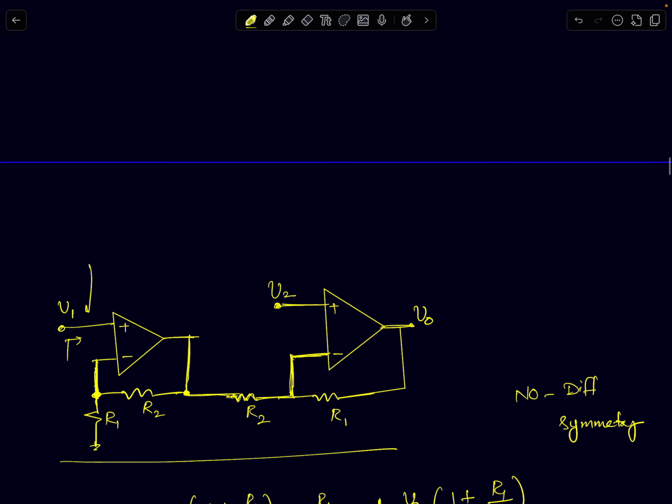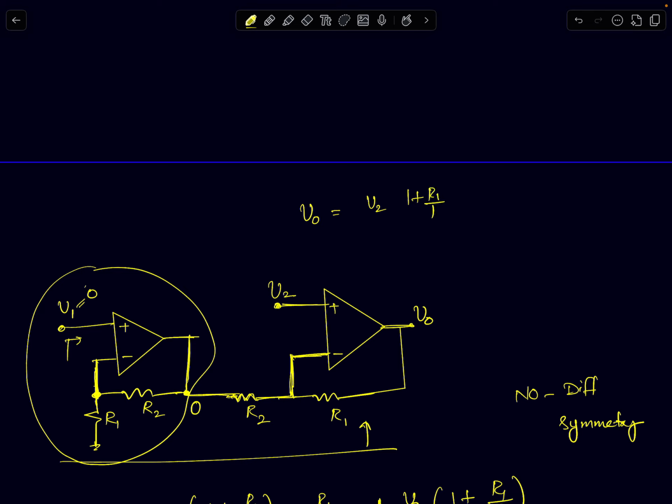So you can apply the principle of superposition. Okay, so start finding the gain for V2. If you want to find the gain for V2, I'll assume V1 as 0. If V1 is 0, this one here is a non-inverting amplifier. This node will come to 0. So V2 will see a non-inverting amplification. So V0 is given by V2 into 1 plus R1 by R2. Okay, that's the gain due to this: V2 into 1 plus R1 by R2.